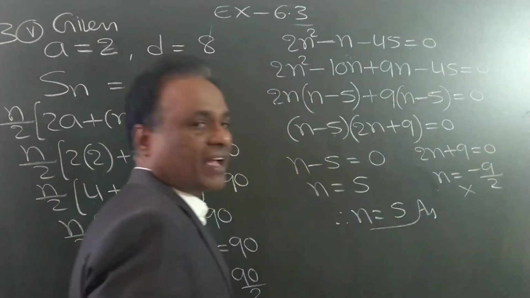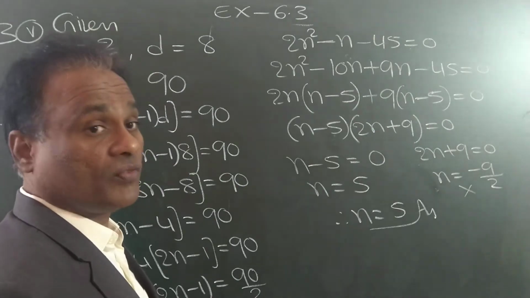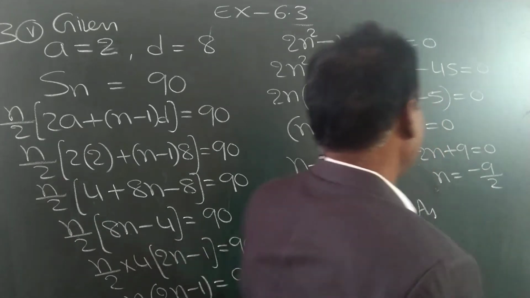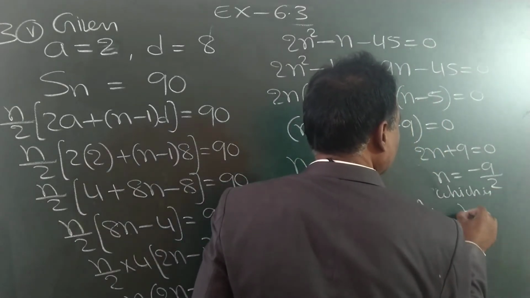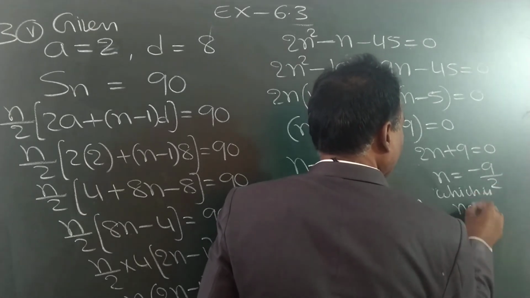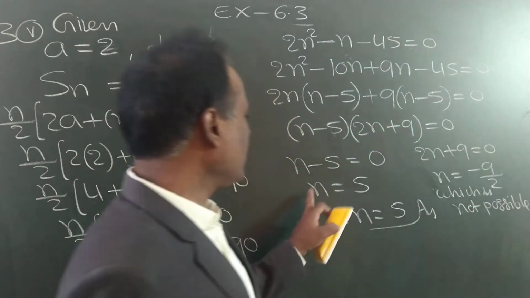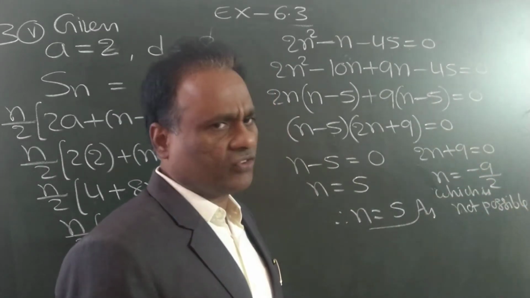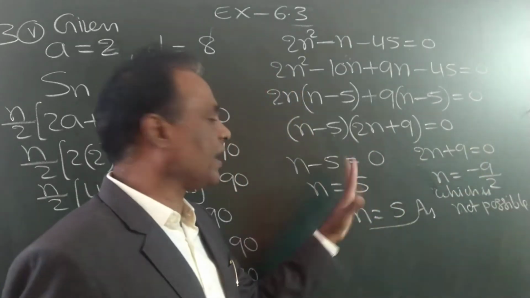n cannot be a fraction. n should be a natural number, a positive integer, only 1, 2, 3, 4, 5, 6 like that. So n is equal to 5. The other value is wrong and not possible, because n cannot be a fraction. Leave it. n is equal to 5 is the answer. Even if you get a negative value, it is wrong. Negative numbers you should not take, fractions also you should not take. So n is equal to 5 is the answer.